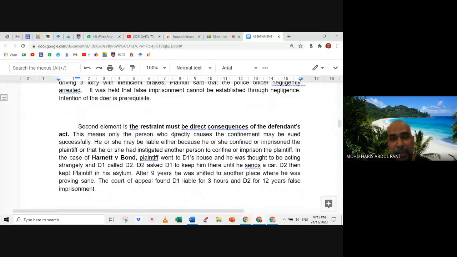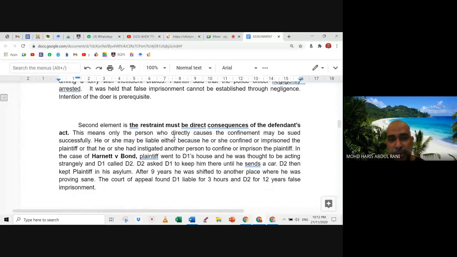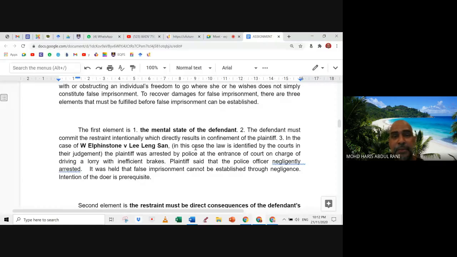But because Nur Cahaya has given an explanation about the direct consequence, you put in another case. In this case, the more the better. For every element, you give one case just to show that you know what you're talking about. But the reality is that every case will have all three elements discussed by the court.